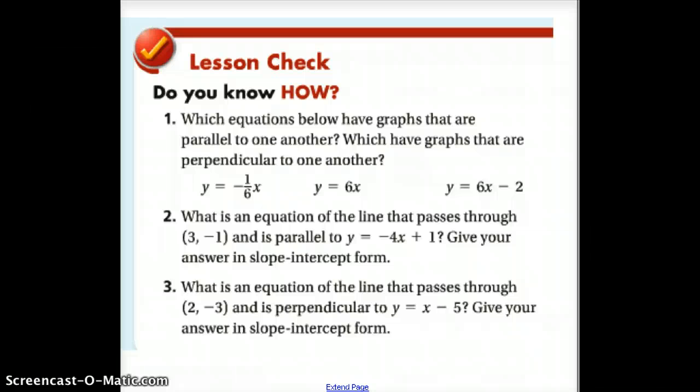All right, here's the lesson check I would like you to complete at class, or for class. Problem 1, which equations below have graphs that are parallel to one another? Which have graphs that are perpendicular to one another? So it's a multi-part question. Number 2, what is an equation of the line that passes through (3, -1) and is parallel to this line? Give your answer in y equals mx plus b form. And 3, what's an equation of the line that passes through (2, -3) and is perpendicular? Try your best, go back and watch if you have questions, and bring those questions to class.